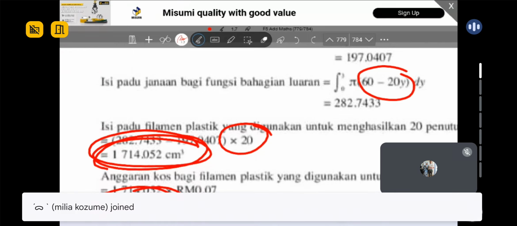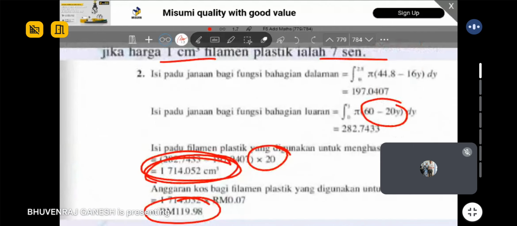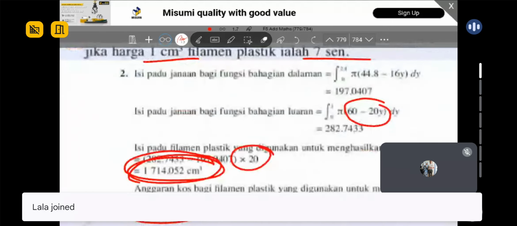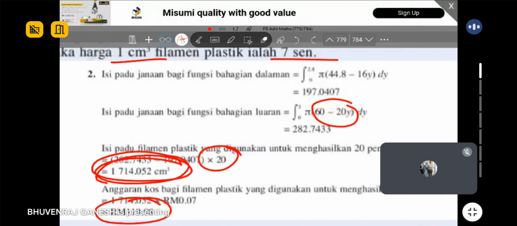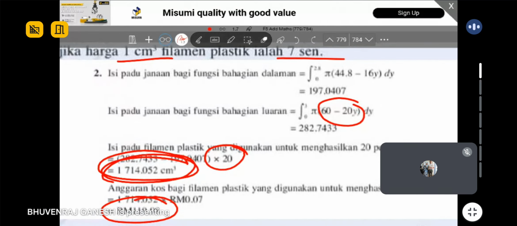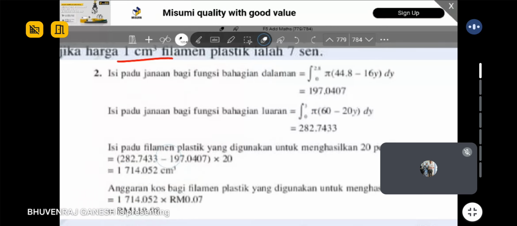Alright guys, are you all clear with the question over here? Boleh faham? Number 2. Kebat guys. This is considered a kebat question. Alright? Because we are talking about daily life. Okay, soalan aplikasi harian. Understand?